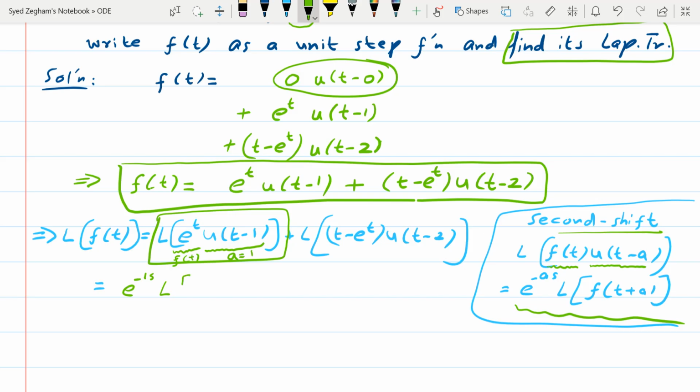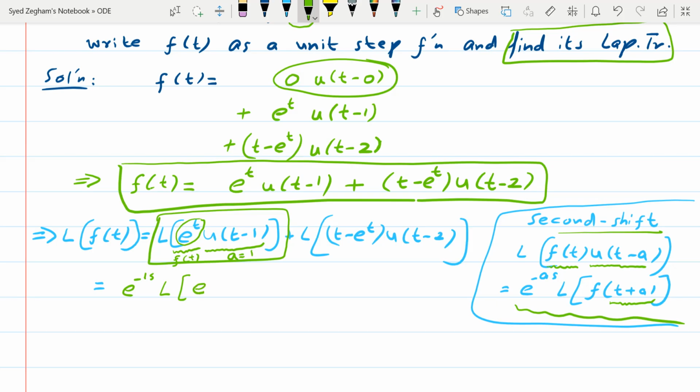Laplace transform of f(t+a). What is the meaning? In my function f(t), which is e to the power t here, I have to replace t by t+1, because my a is equal to 1 here, isn't it? So what will I get?